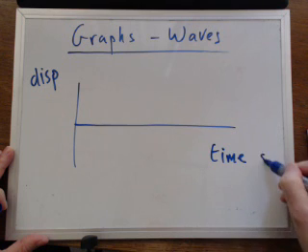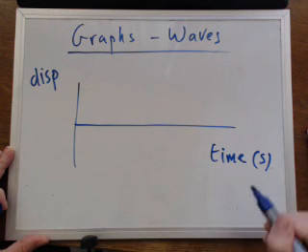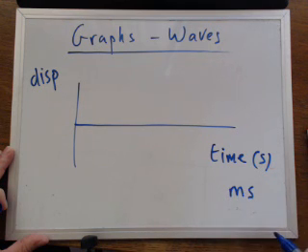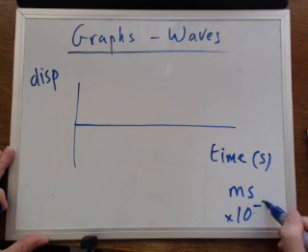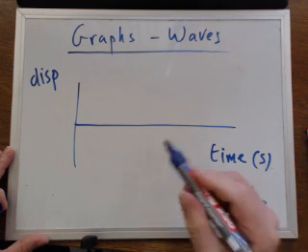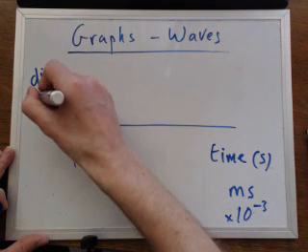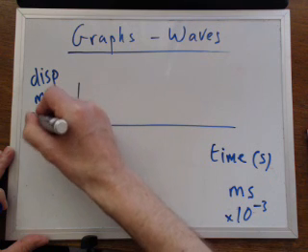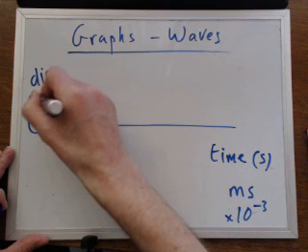Time is usually in seconds, but not always. Check the question, they could give you the time in milliseconds, or they might write times 10 to the minus 3, so be careful with that. Displacement is often given in meters or millimeters, etc. Again, be careful when they do not use SI units of meters or seconds.